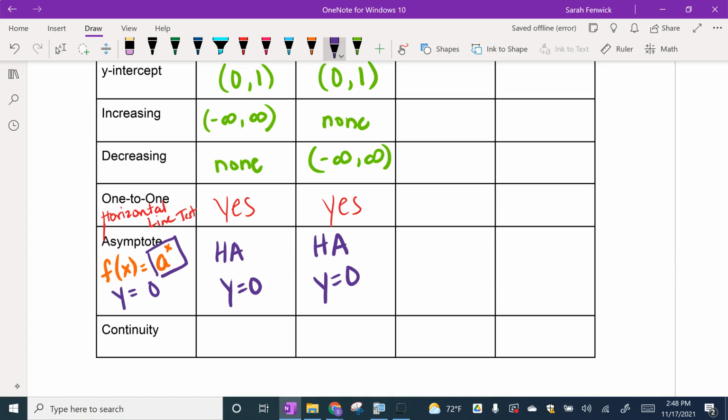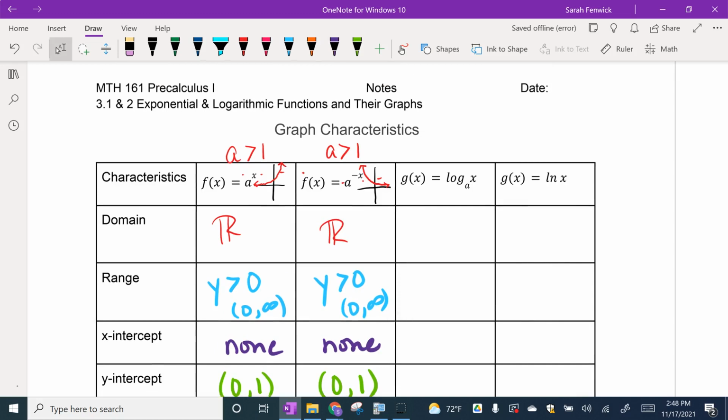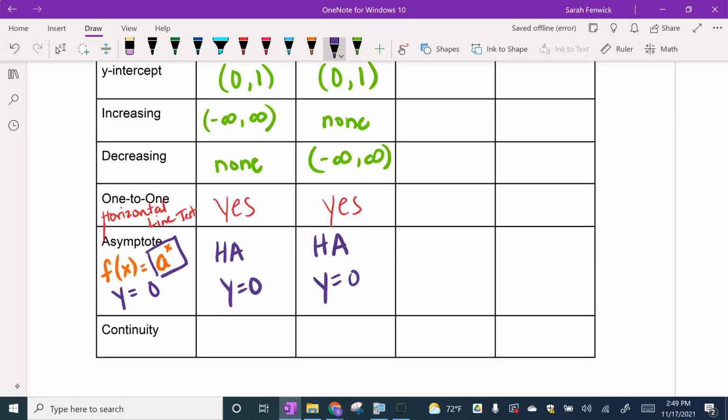Anything that's not the base to the power is still going to be there, and you just have that 0 in there to deal with. Continuity. Is this continuous from left to right? Yes, it is. No breaks. It doesn't have any restrictions on the domain. So, yes, it's continuous. Let's just put continuous.